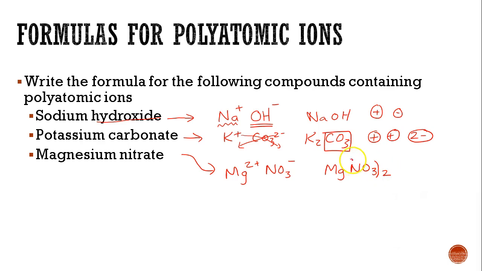I need a bracket because I have 2 nitrates, not 32 oxygens. So we put a 2 plus charge, and then we have 2 negative 1 charges. And that's 2 negative to 2 positive, and that's it.